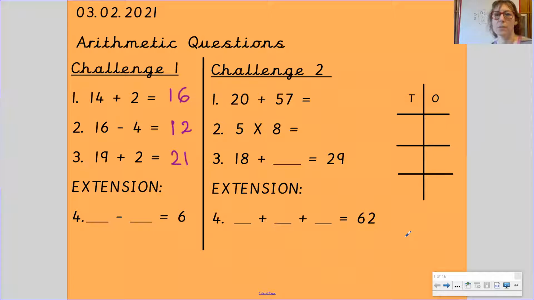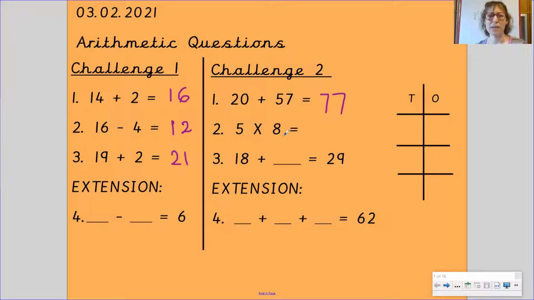Let's go back to our challenge 2 then. Challenge 2, 20, add 57. And I'm going to do this one the other way around because I can. Addition is commutative. So I'm going to do my 57, add 20 because I can count on in tens. So 57, 67, 77. I've counted on my 2 lots of 10, 77.